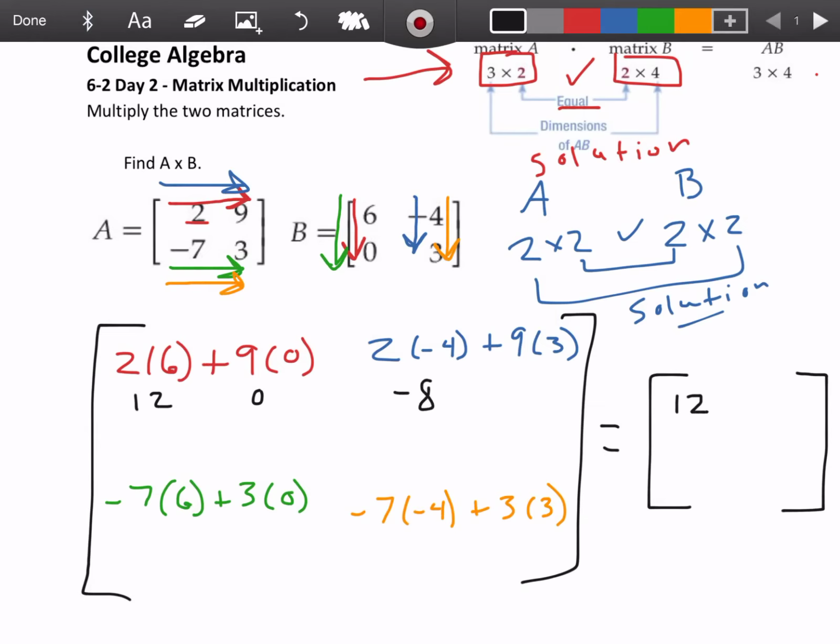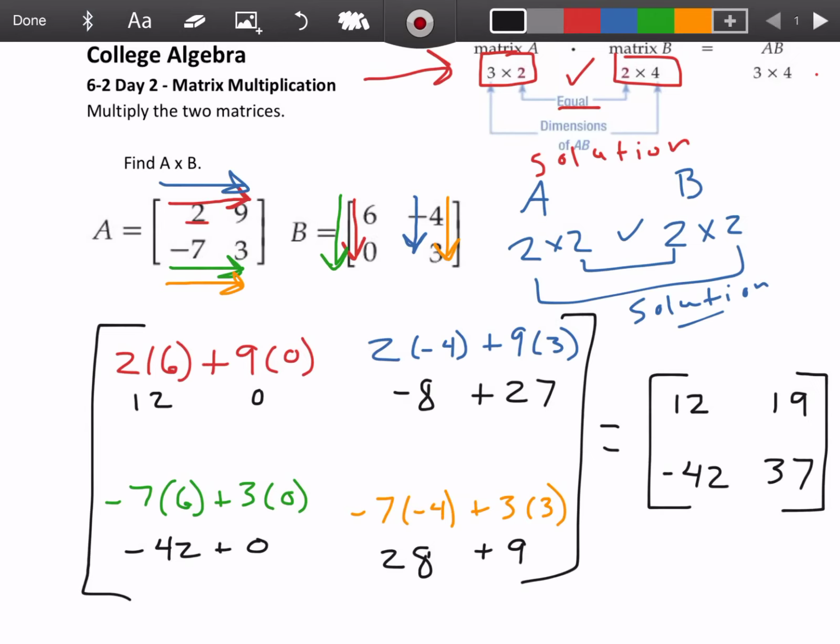2 times negative 4, that'd be negative 8. Plus 9 times 3, that's 27. So that would be 19 in the upper right hand corner. Down here, this would be negative 42 plus 0, so that would make this negative 42. And then here we have a positive 28. Negative 7 times negative 4 would be positive 28. And plus 9, and that would be a 37.